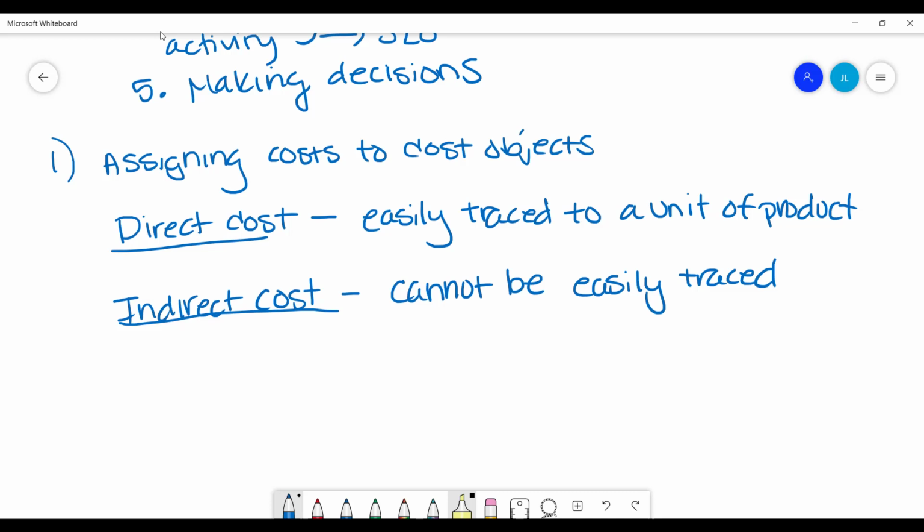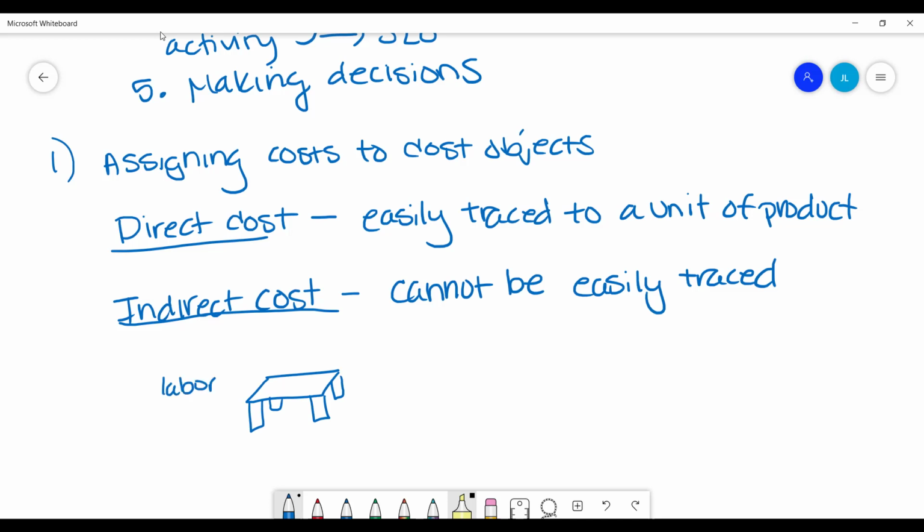Or I can figure out how many hours my factory worker spent on constructing that table, right? That's direct labor. I can easily figure out how many hours they worked on that table. That cost of that labor is direct in that sense because I can easily trace it to that one table or that one unit of product. But indirect costs are really not so easy to trace to a unit of product. Let's assume we're talking about that same table that's being manufactured.